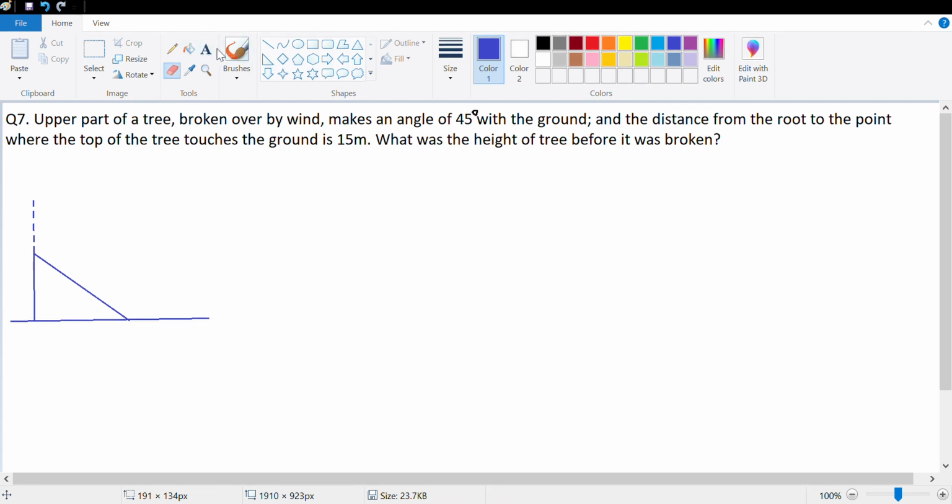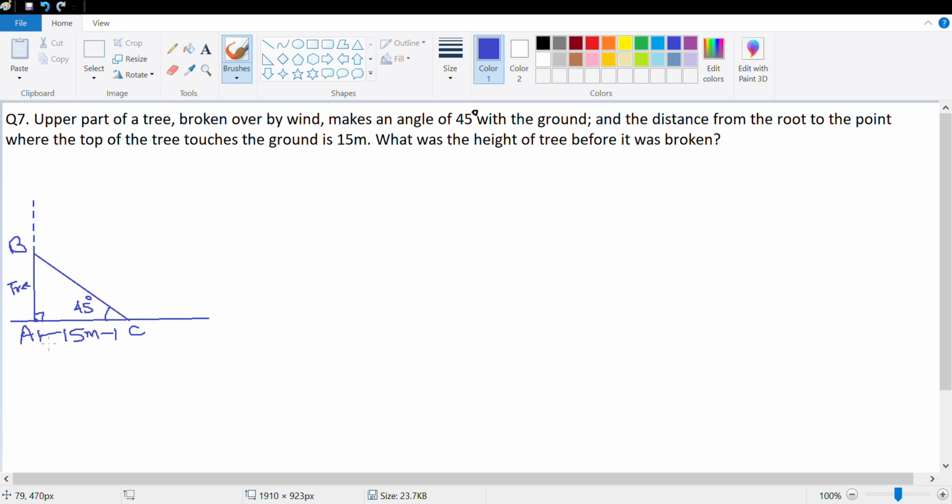Perfect. Let's look at what else is given. This is my tree. Next, makes an angle of 45 degree. This is 45 degree, and the distance from the root to the point where the top of the tree touches the ground is 15 meter. So let's call this point A, let's call this point B, and let's call this point C. This is 15 meter.